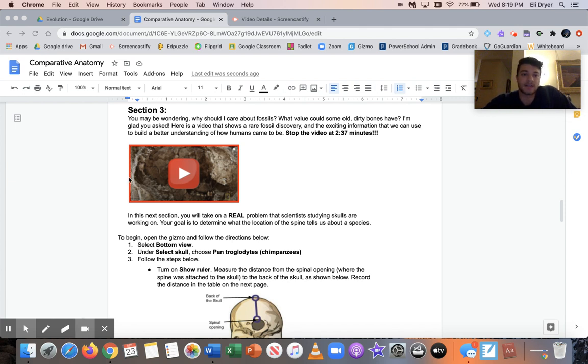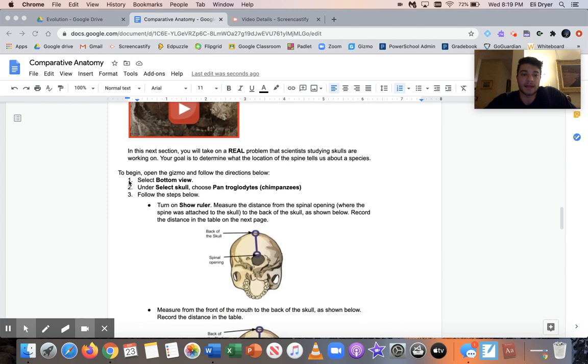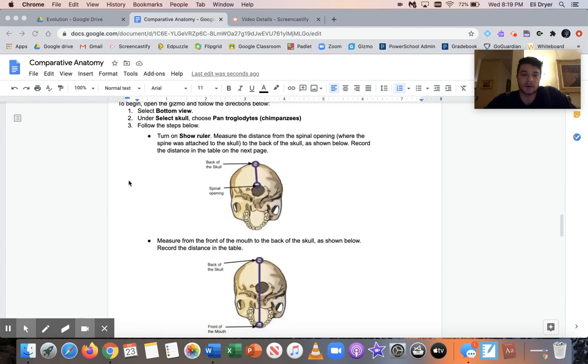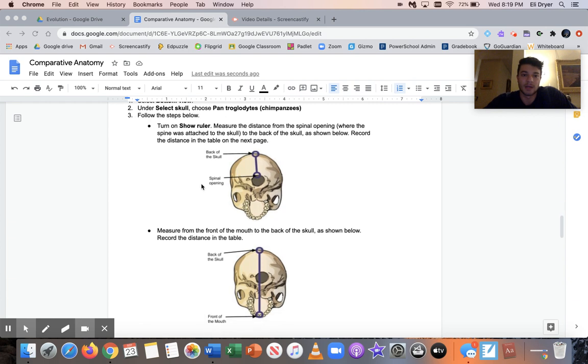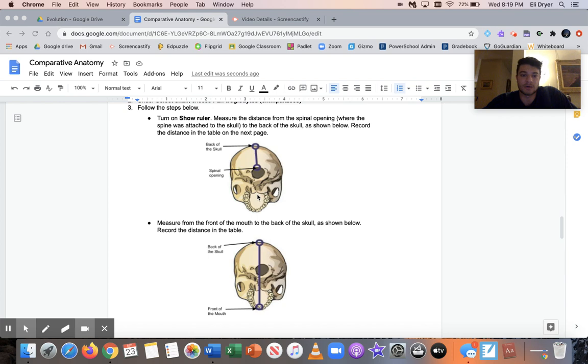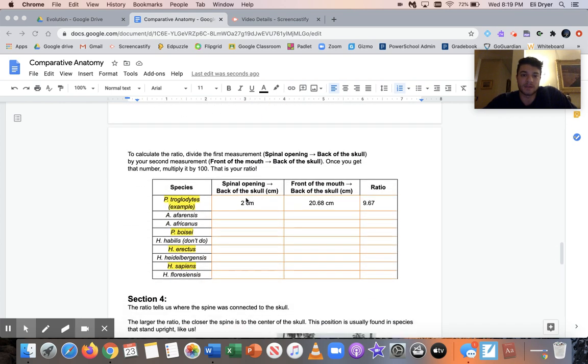And this video is basically an archaeologist that finds a skull that's going to help us build the timeline of how humans have evolved over time. And so in the lab, we had a gizmo, and we followed these directions on the gizmo. We took measurements of the skull, and we recorded those numbers into this chart.